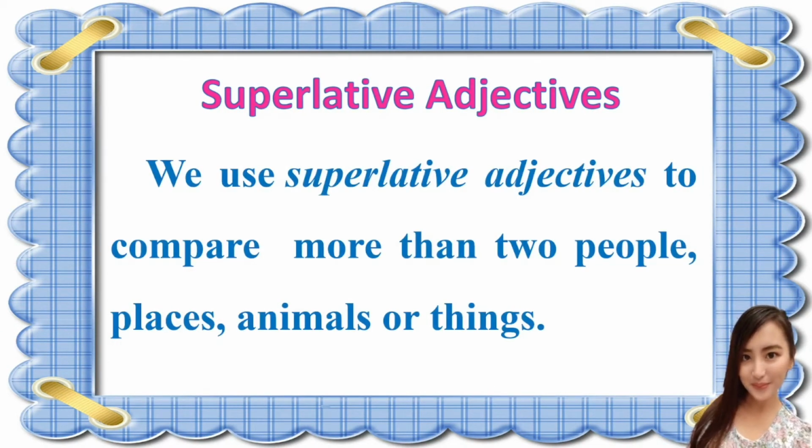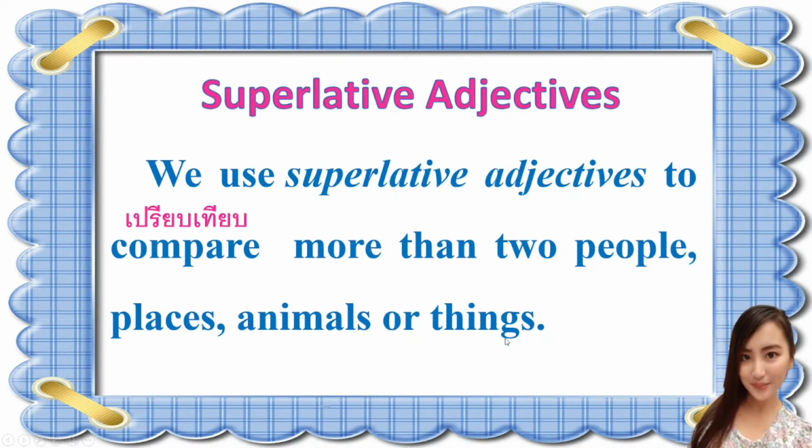Superlative adjectives. We use superlative adjectives to compare more than two. When you say more than two, it means 3, 4, 5, 6, 7, 8, 9, and so on. Two people, more than two people, places, animals, or things.